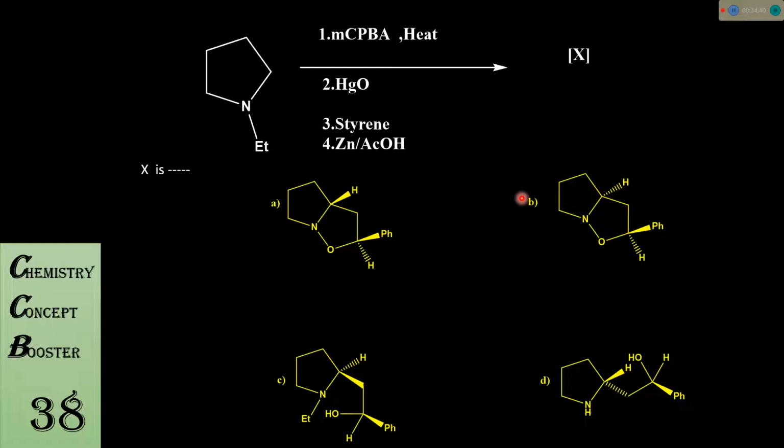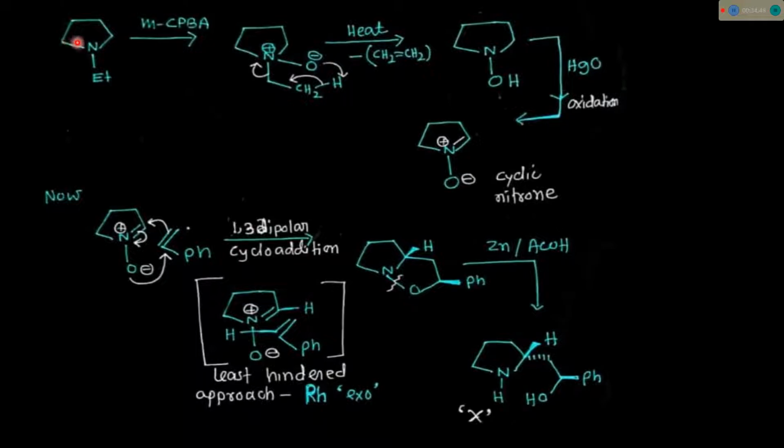In the options stereochemistry is there, so we have to take care about the stereochemistry during the mechanism. So yeah, N-ethyl pyrrolidine in the presence of mCPBA just becomes an N-oxide, like pyridine, when we react it with mCPBA or H2O2, it becomes pyridine N-oxide, that's oxidation. So the same N-ethyl pyrrolidine reacts with mCPBA to form N-ethyl pyrrolidine N-oxide.